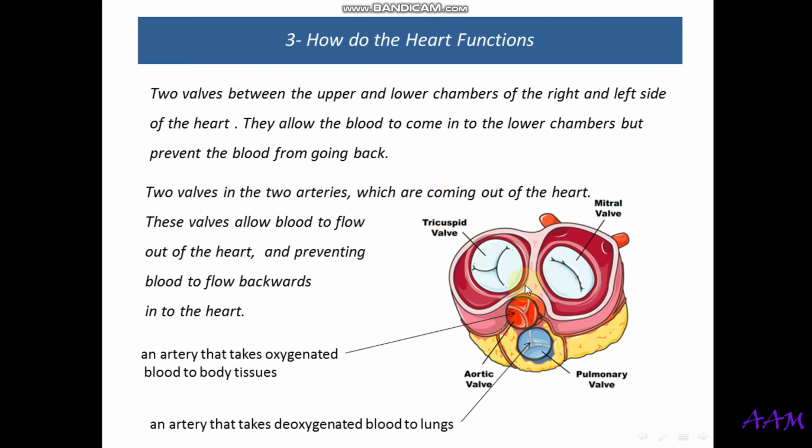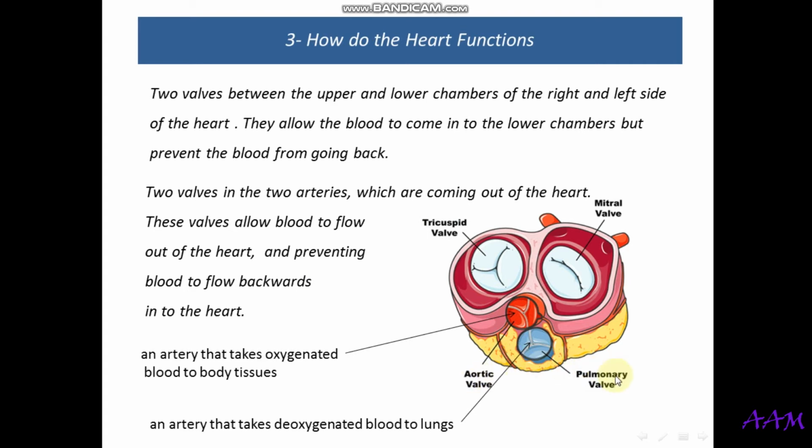This is another drawing about these valves. As I told you, these valves here separate the upper chamber and the lower chamber, this one and this one. Again, I don't need these names here; I don't like these names. I need only this one here, the artery that takes oxygenated blood to the tissues, and this one is the artery that takes deoxygenated blood to the lungs. So we have here two arteries.